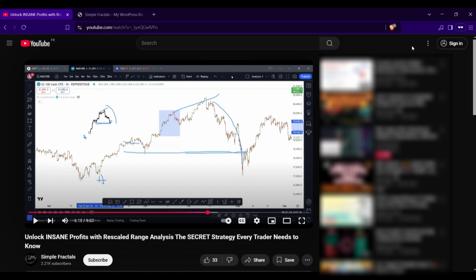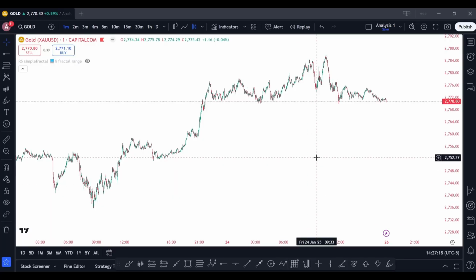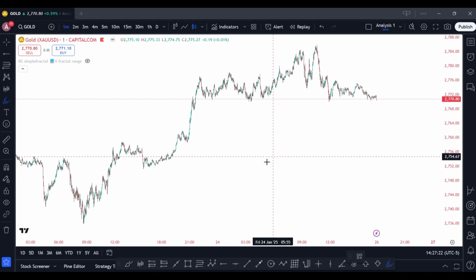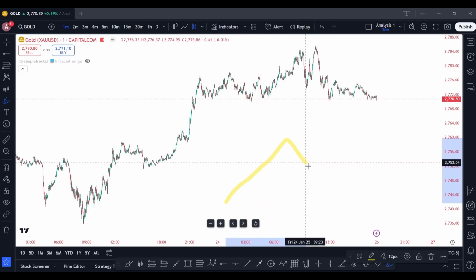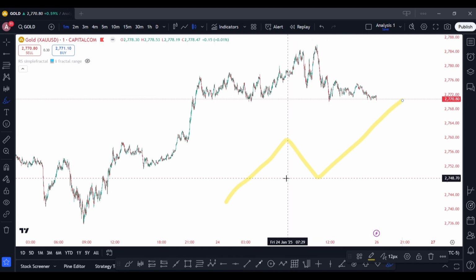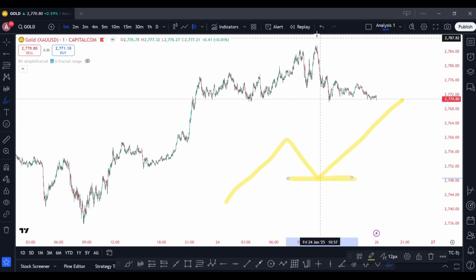We have explained before the idea of Rescaled Range Analysis and how we can use it to approach the financial markets. I would recommend watching this video later. So now we'll move to the TradingView chart right here. Everyone knows that on an uptrend, the market will move in this way: an impulse and then a pullback, and then another impulse. So our goal is to find from which level the price will reject right here.